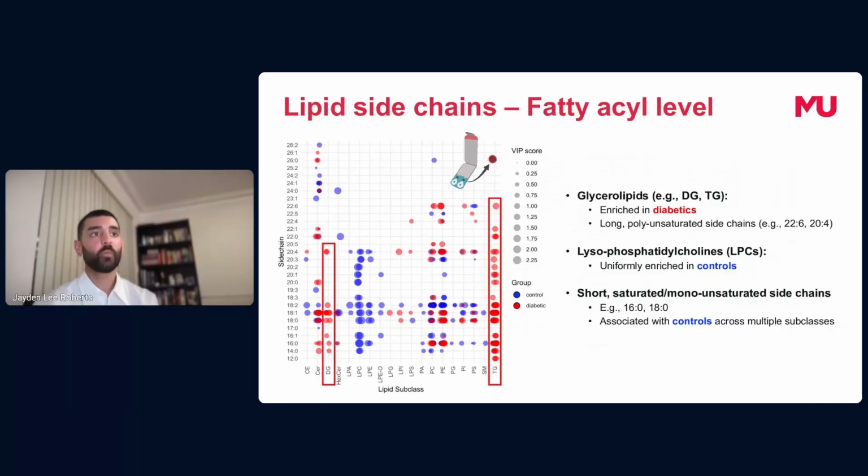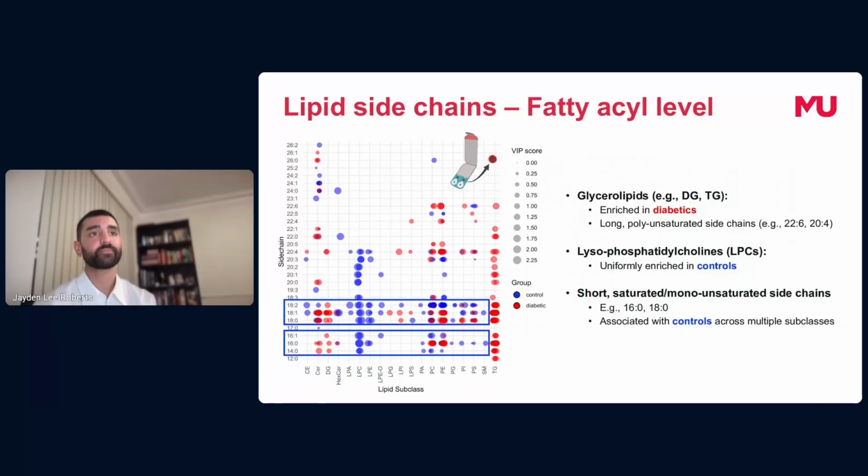Most notably, what we see is for glycerolipids such as diacylglycerols and triacylglycerol species, they show a more notable enrichment in diabetes, particularly for longer chain and more unsaturated species, for instance, FA 22:6 and FA 24 side chains. Also notably, LPC species uniformly have higher VIP scores in our controls, the blue represented there on the figure. And shorter, more saturated or unsaturated side chains tend to have stronger associations with controls across multiple lipid subclasses.